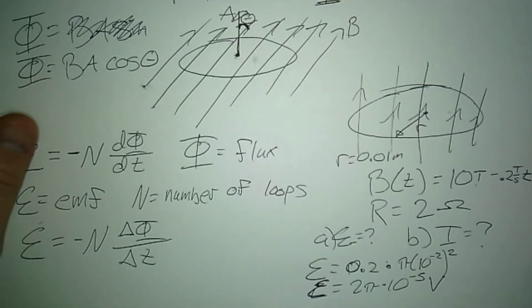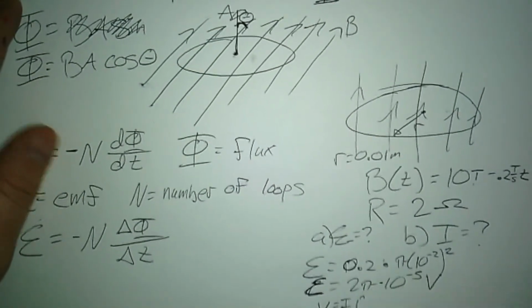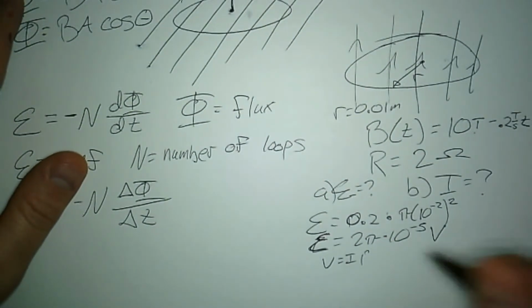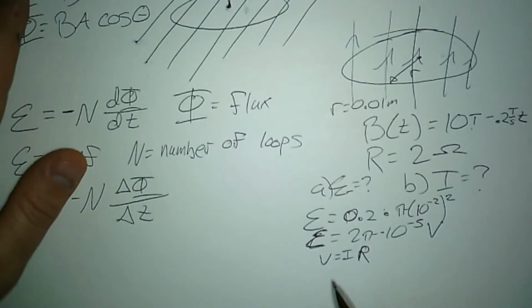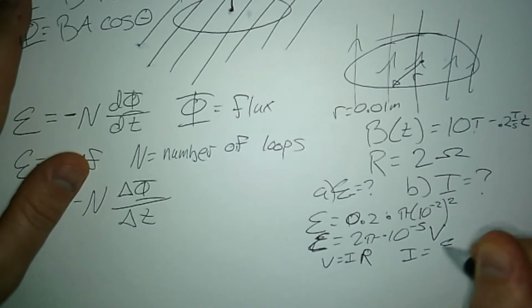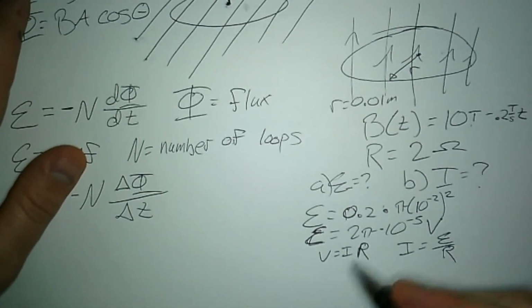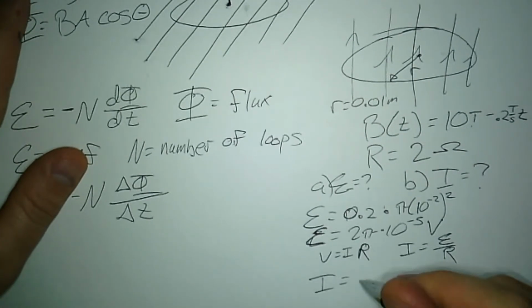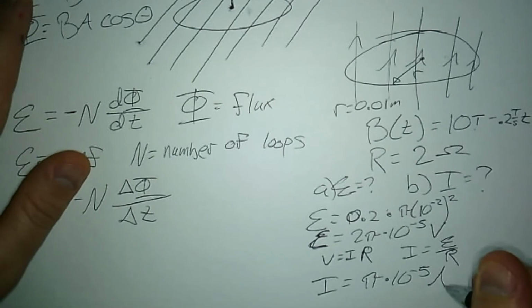Now, what is the current? Well, from Ohm's law, we know that voltage is current times resistance, and EMF and voltage are pretty much the same thing. So your current is going to be EMF over R. We said R was 2. So my current is going to be pi times 10 to the negative 5 amps. And that'll be it.